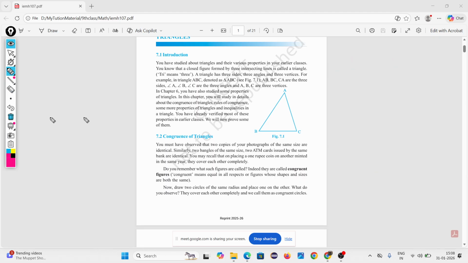Okay. Then tell me, what do you mean by obtuse angle triangle? एक एंगल शायद 90 डिग्री से बड़ा होता है.